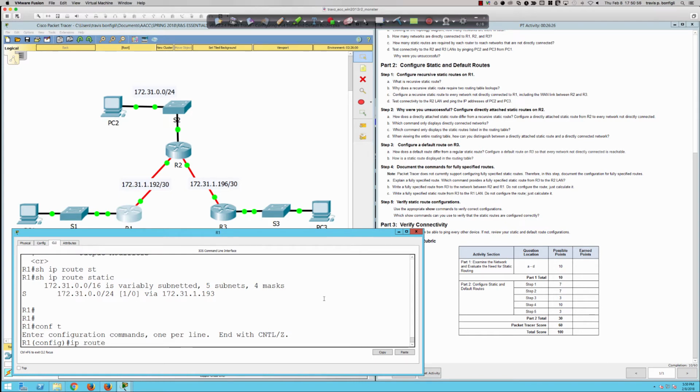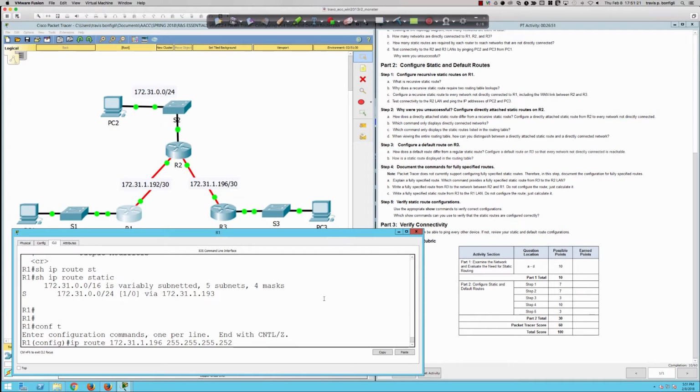So my IP route, my route to get to 172.31.1.196/30, which is 255.255.255.252. So the first 30 bits going from left to right are dedicated to the network portion of the address. That is going to be our subnet mask.